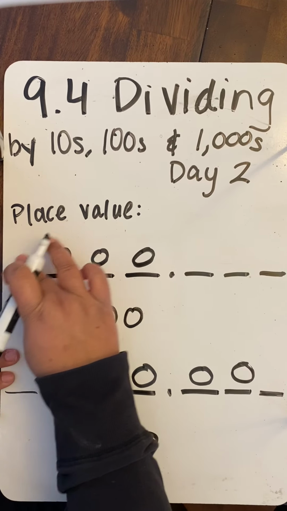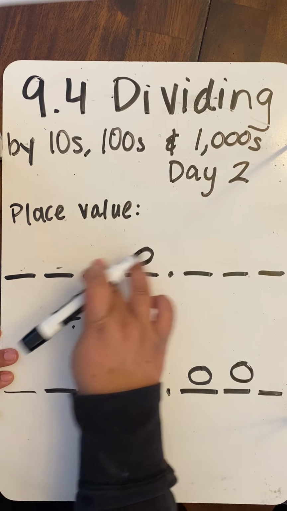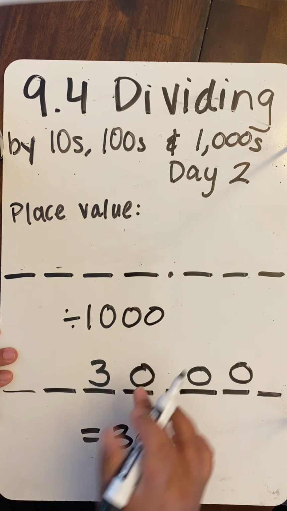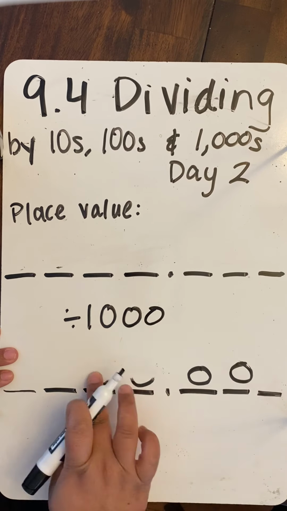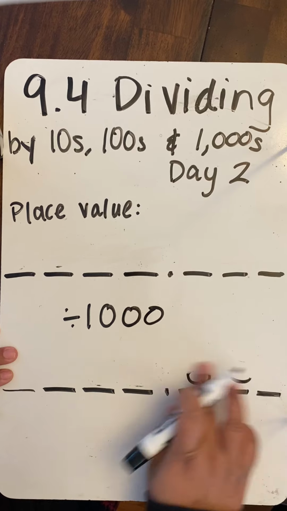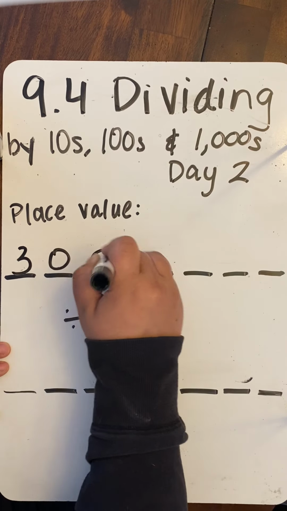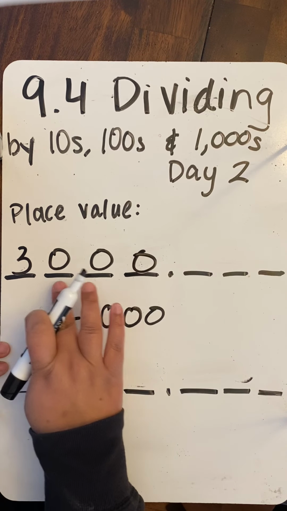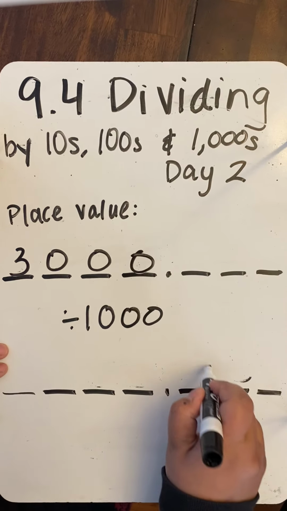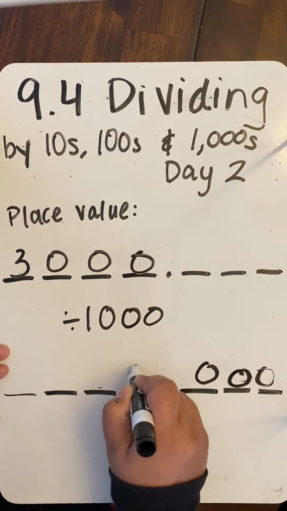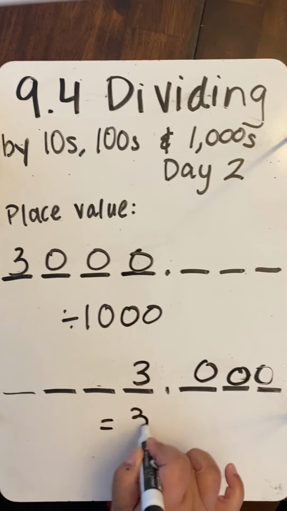All right, now let's see what happens when I divide by 1,000. That means I'm going to shift it 3 places. So 3,000 would shift 1, 2, 3, and my answer would be 3.